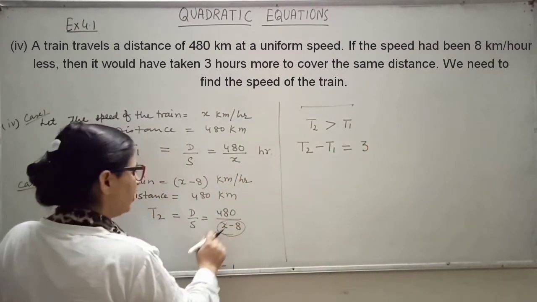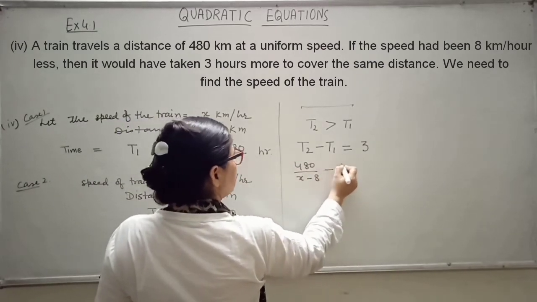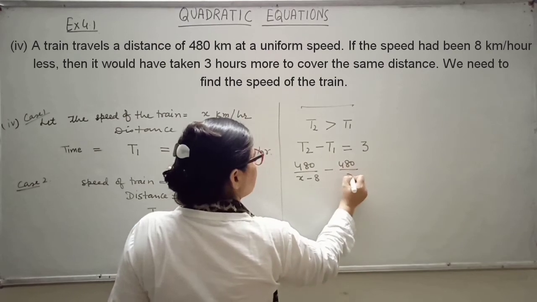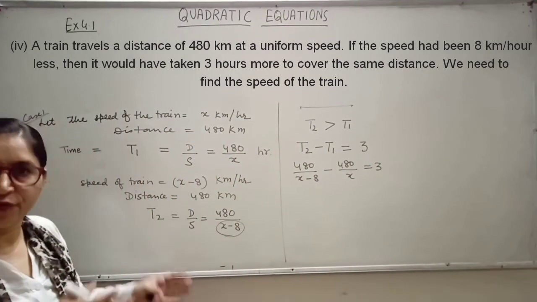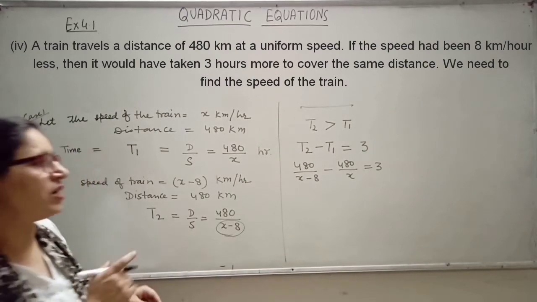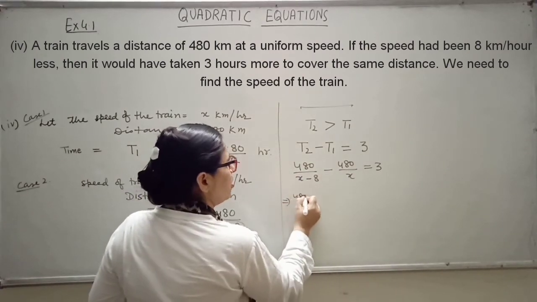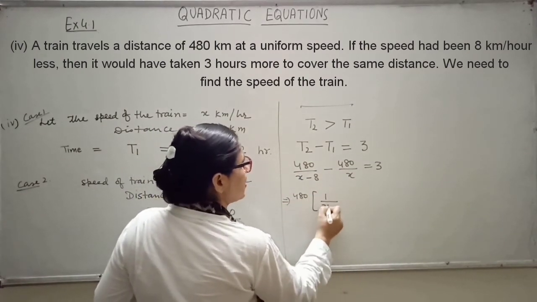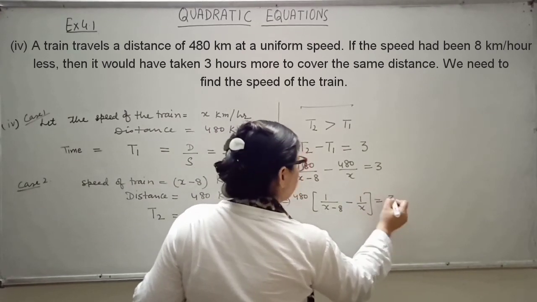So what is the value of T2? That is 480 upon x minus 8, and this is 480 upon x, equal to 3. If the question is written in this form, it is very difficult to say whether it is a quadratic form or not. So let us simplify this. First of all, what is common? 480 is common. So what is left? 1 upon x minus 8 minus 1 upon x. This is equal to 3.